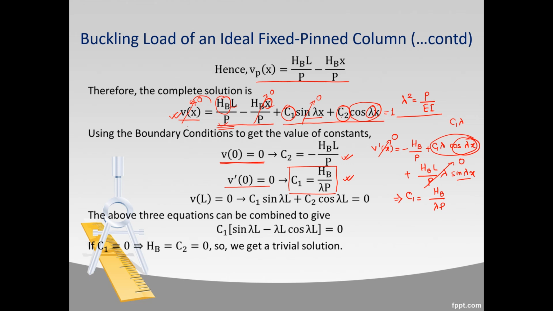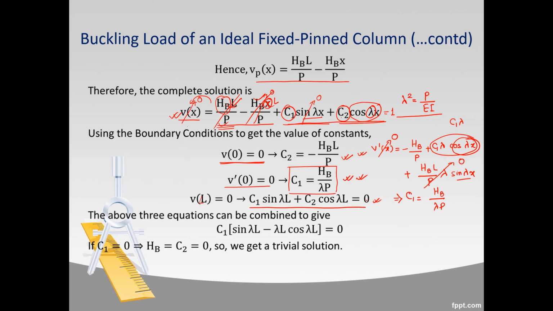And finally, when you use V L equals 0, you will get this equation here. When you use x equals L here, this term and this term will be the same, so they will cancel, and the remaining is C1 sin lambda L plus C2 cos lambda L equals 0. Thus, we get these three equations using our boundary conditions.